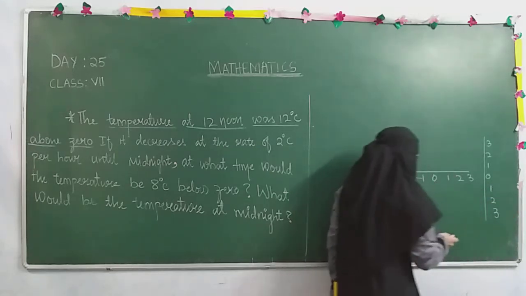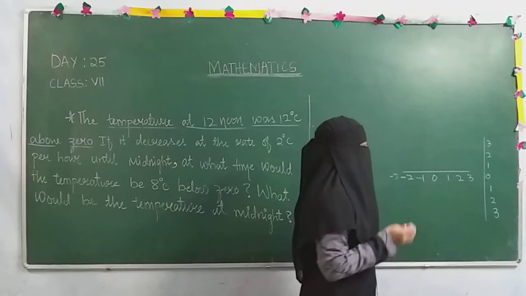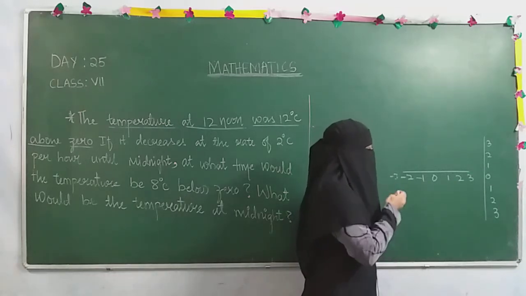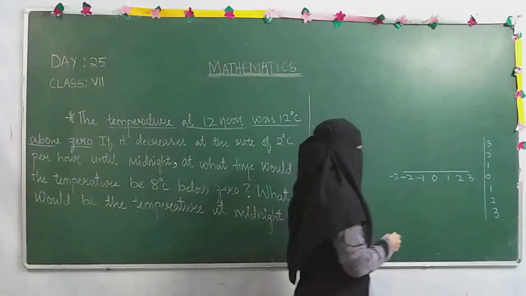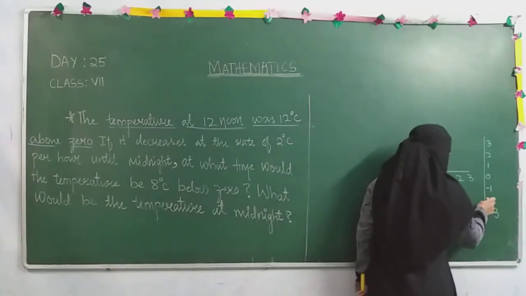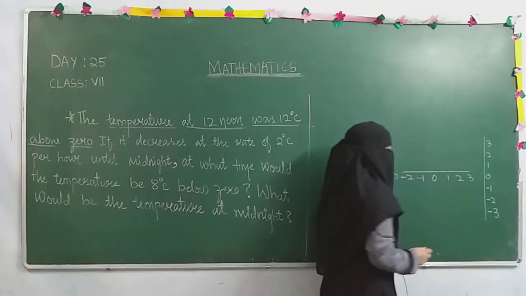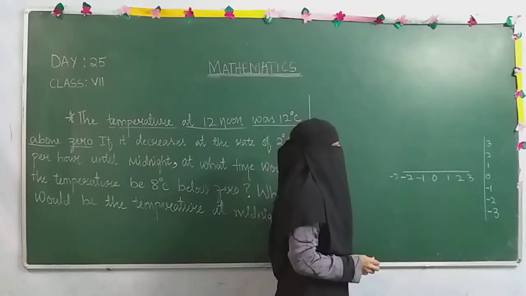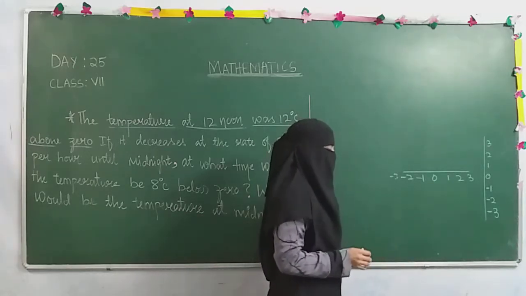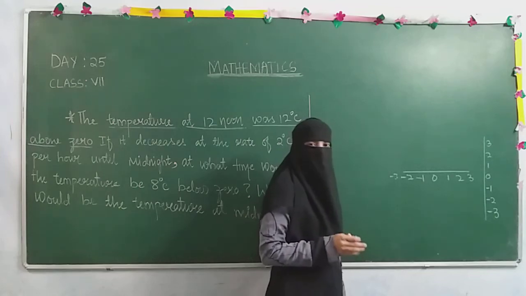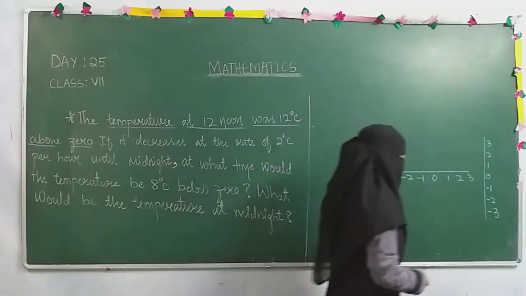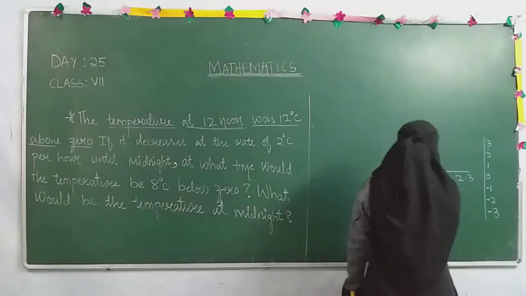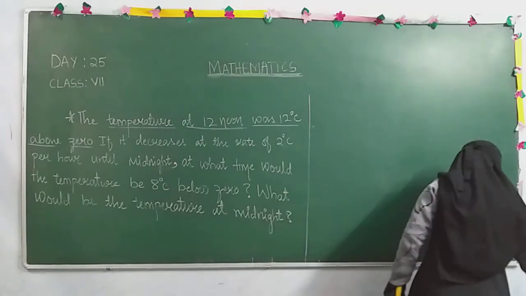Then what is the difference between them? The numbers above 0 are positive numbers, and the numbers below 0 are negative numbers. In this way we need to remember: suppose the temperature of anything is above 0, it means the temperature is positive. Below 0 means it is negative. Hopefully it is clear to you. So let's move towards our question.